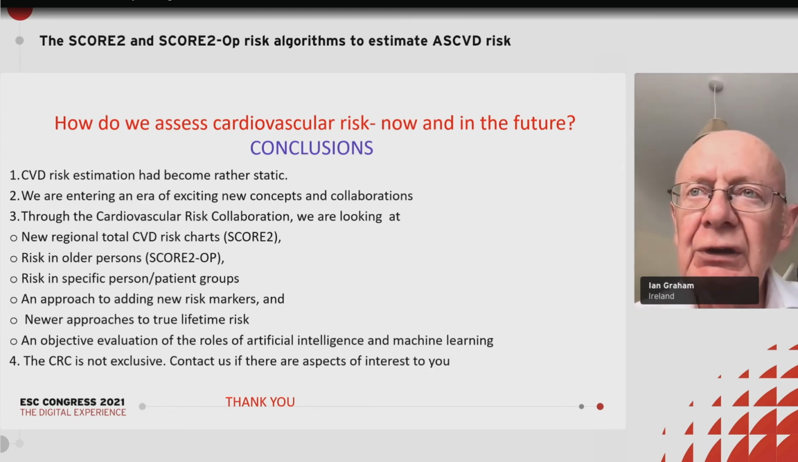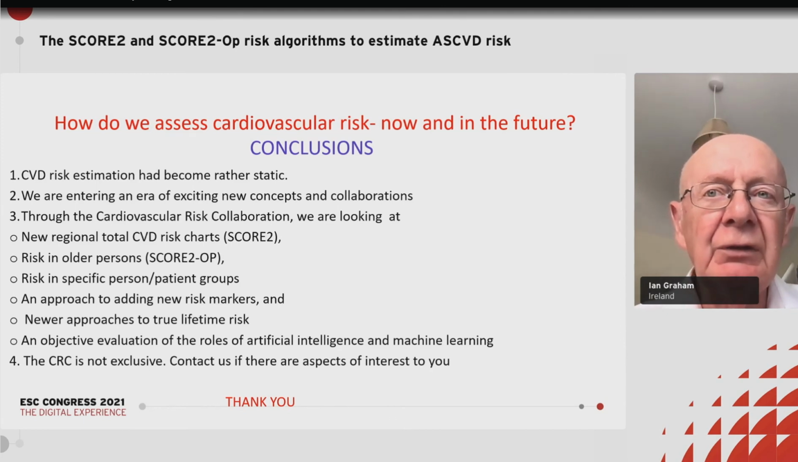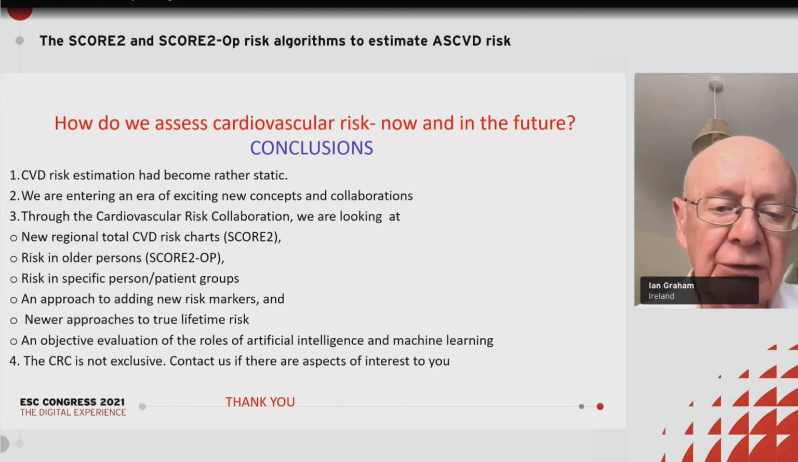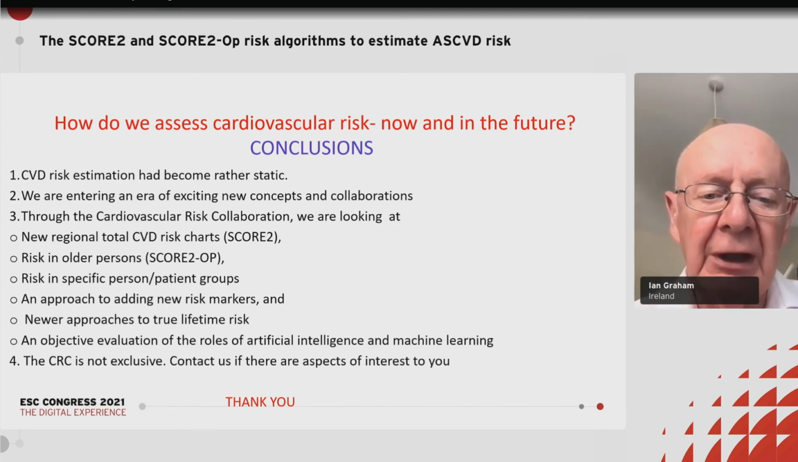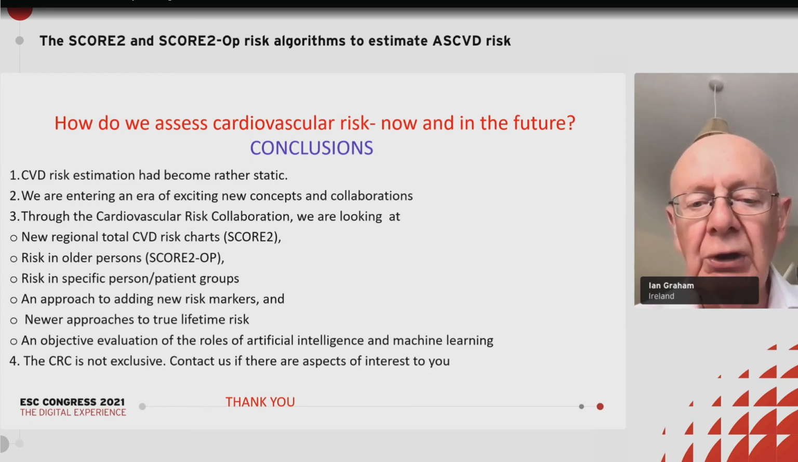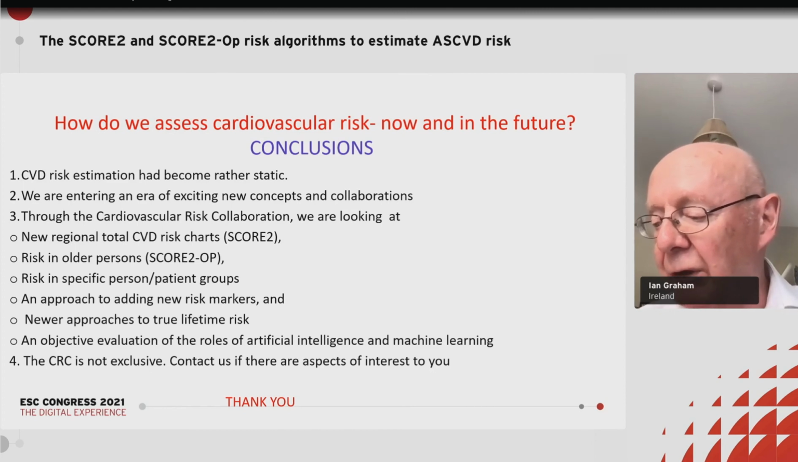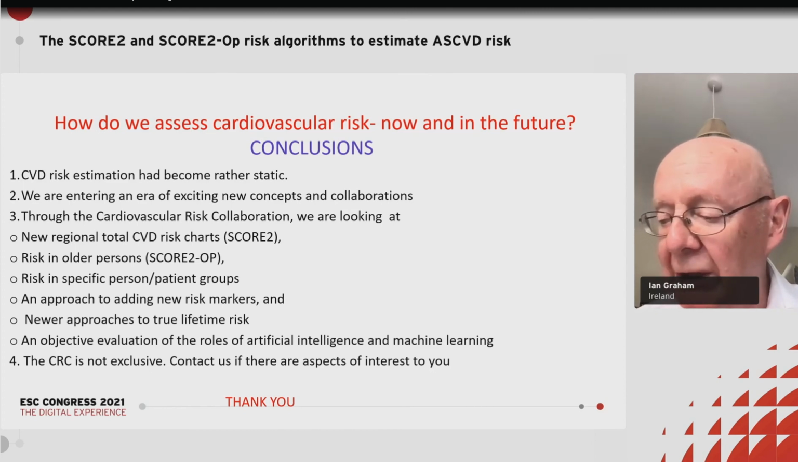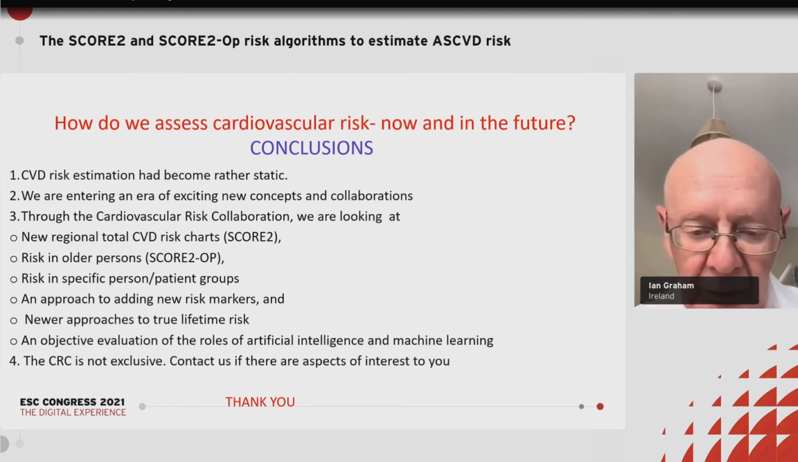So the CRC is not any kind of exclusive club. And if any of these aspects are of interest to you, please contact us, and we will be very interested to get thoughts and help and advice from anybody. So it is my pleasure then to conclude this session, to thank all of the speakers, particularly Frank and Martin Halle and Lisa Emanuele, and all the participants. And thank you indeed for your attention.